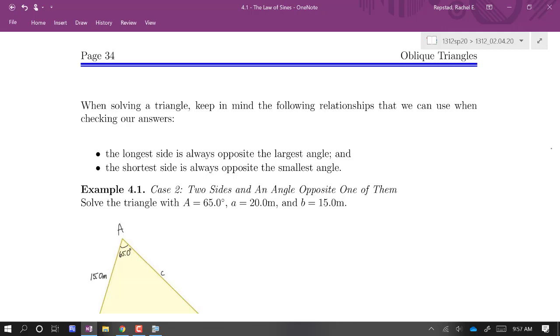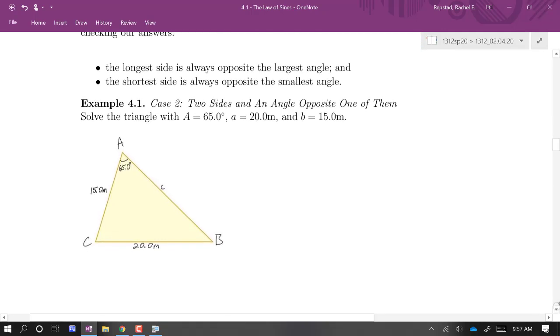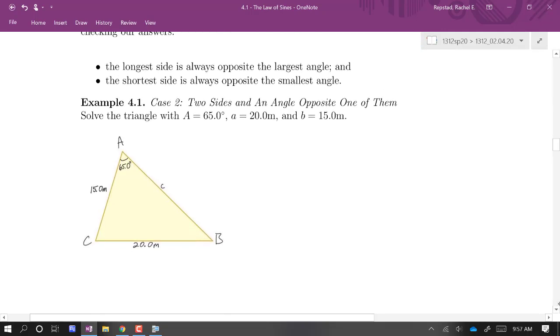We begin with a case 2 scenario: two sides and the angle opposite one of them. So I've been given two sides, and one of the angles I know is opposite one of the given sides. Using the law of sines is all about having a matched pair of a side and its opposite angle.